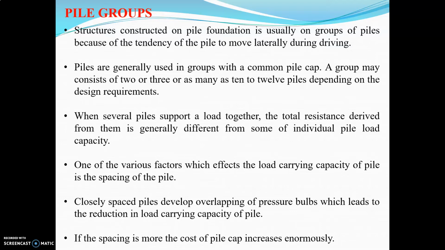When all these piles support a load together, the resistance offered from them is generally different from the individual pile load capacity. But the main thing you have to remember is that spacing plays a very important role. If the piles are closely spaced, it causes overlapping of the pressure bulbs, which leads to the reduction in the load carrying capacity of the pile, and also the cost of the pile cap increases enormously. So you have to avoid that. The spacing can be calculated using the IS code method that I will explain in the next slide.